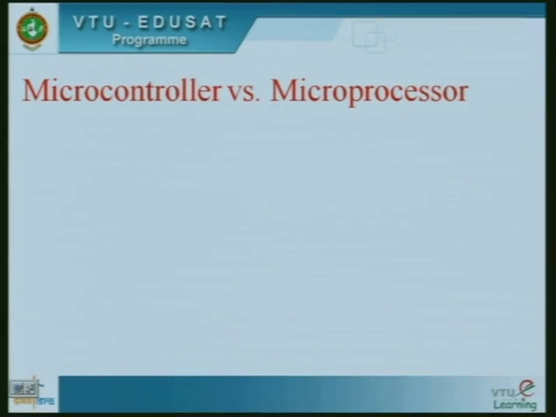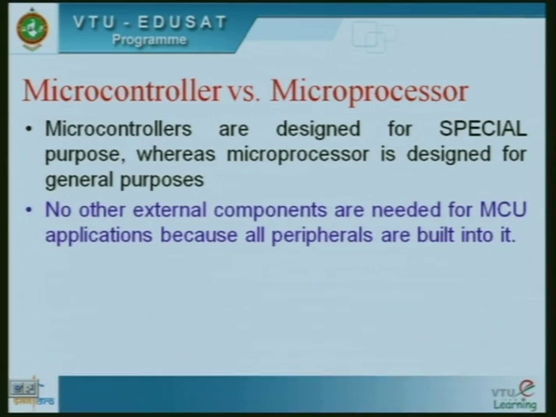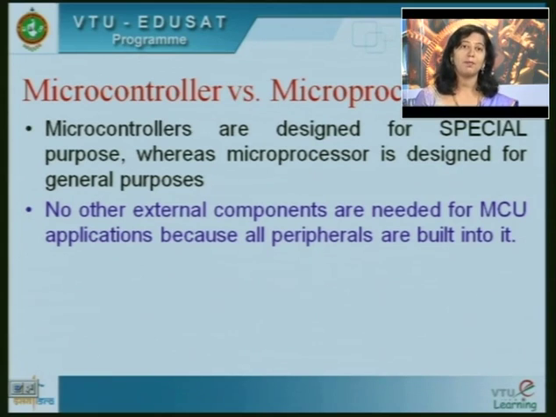So, first let us see what is a microcontroller versus a microprocessor. Microcontrollers are designed for special purpose, whereas a microprocessor is a general purpose device. That is the first basic difference we have to understand. A microprocessor is a general purpose device, whereas a microcontroller is designed for a very specific purpose or application. No external components are needed for a microcontroller, because everything that is needed, all the peripherals, will be on the single chip. It is a system on chip.